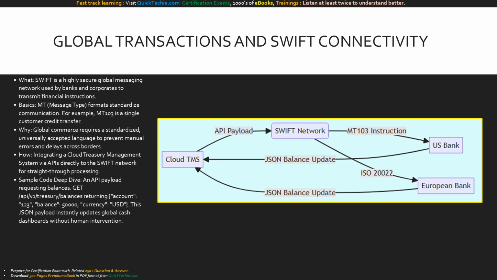This architecture diagram visualizes our API and SWIFT connectivity. On the left, the Cloud TMS acts as your control tower. It sends an API payload directly into the SWIFT network. The network acts as the universal translator, routing an MT-103 instruction to a US bank and an ISO 20022 message to a European bank. Look at the arrows returning to the TMS. The banks seamlessly push JSON balance updates back to the system. This creates a real-time, closed-loop financial ecosystem where the global treasurer can see their exact liquidity position at any second of the day.